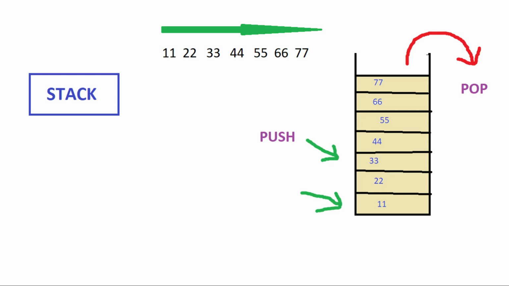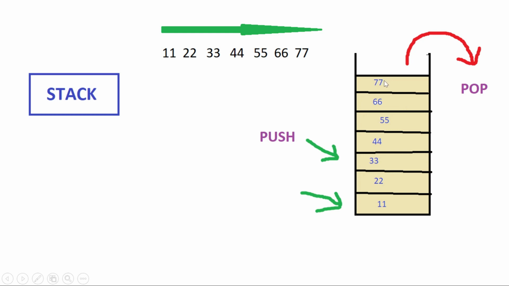Here, if you see, I have a few numbers like 11, 22, 33, 44, 55, 66, and 77. Whenever I have to push something in the stack, it will go in the bottom part. So I push 11, then 22, then 33, then 44. And whenever I have to pop something from it, it will be popped from the top.